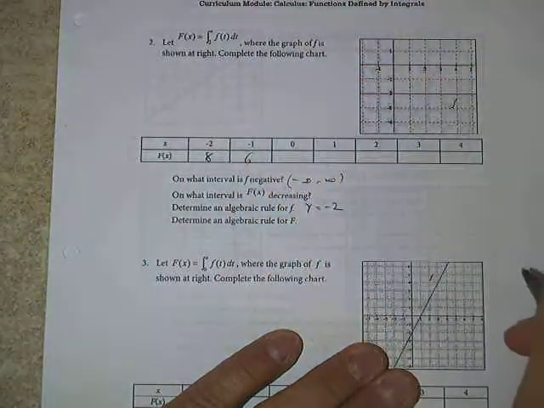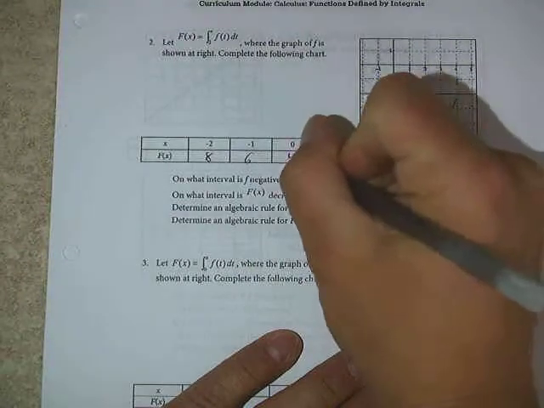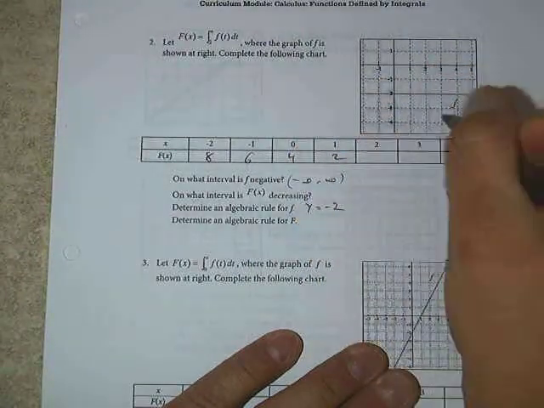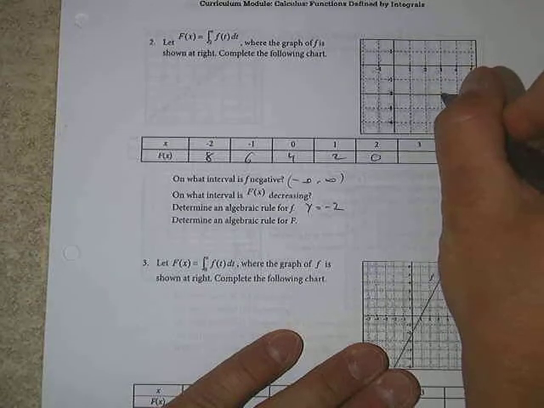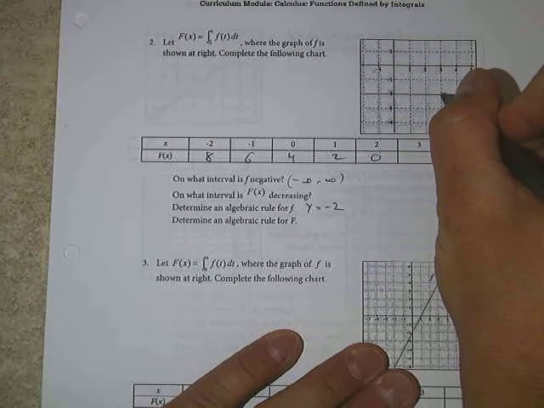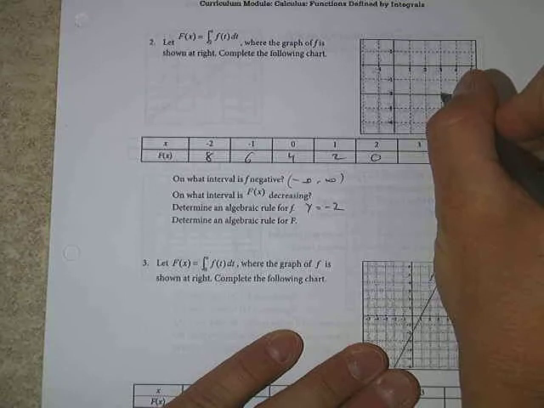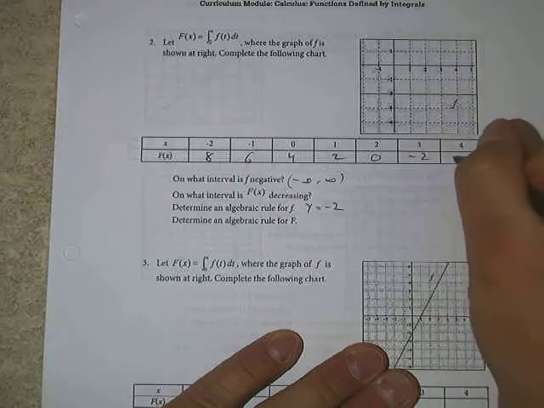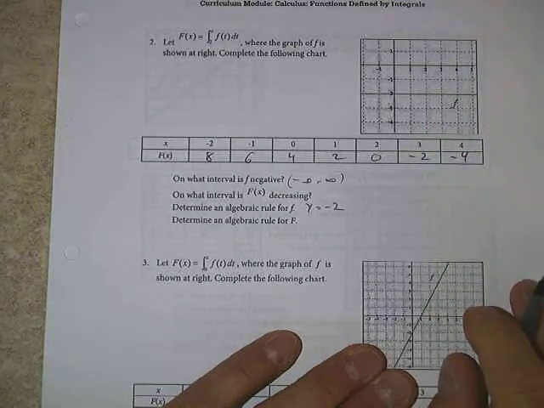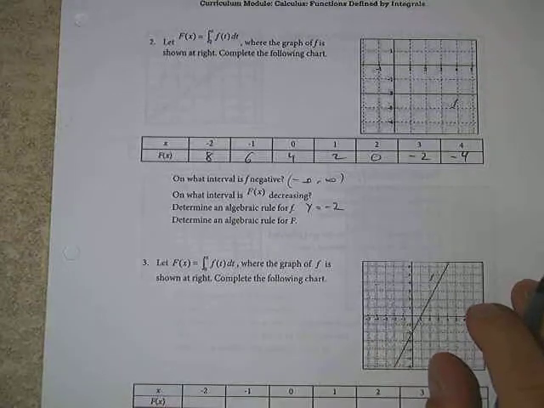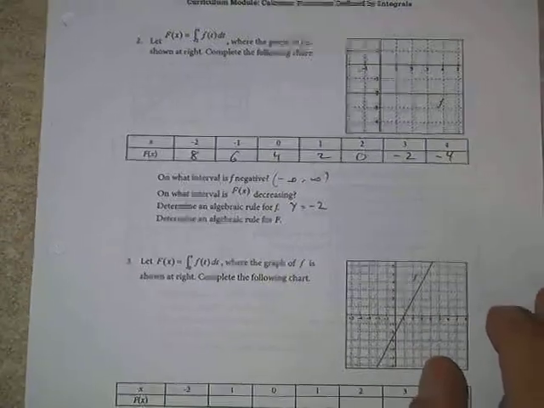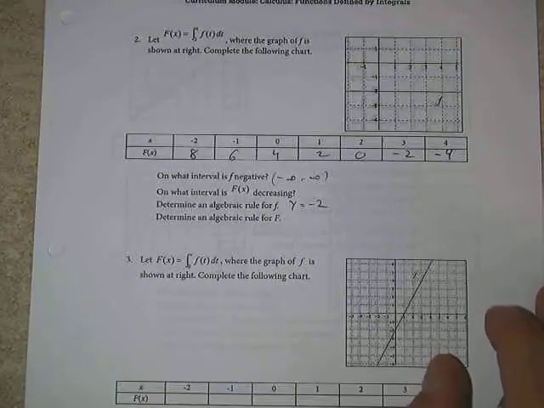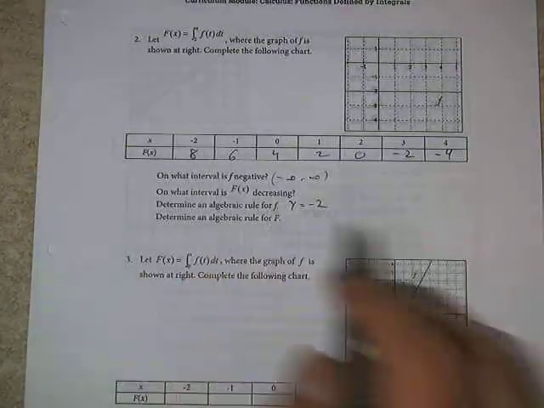If we go to negative 1, from 2 to negative 1, that would be negative 6, but going left makes it a 6. 2 to 0 is going to be a 4. 2 to 1 is going to be a 2. 2 to 2 we know is 0. How about 2 to 3? This time 2 to 3, we're going right, but it's under the x-axis, so it's a negative 2. And then ultimately it would be a negative 4 there. Questions on filling in the chart for big F?